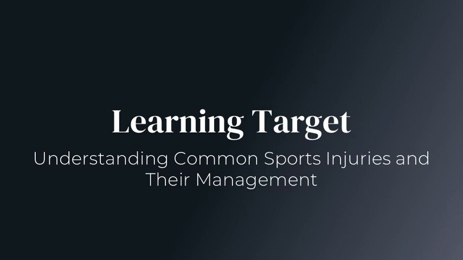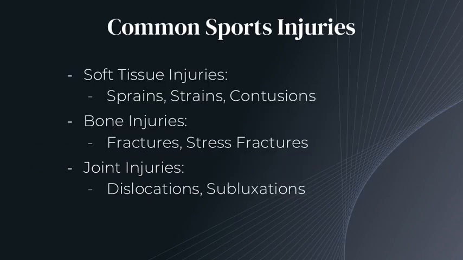So let's start at the beginning then. When something goes wrong, what actually gets injured? The material breaks it down nicely into three main categories. We're talking about soft tissue, bone, and joint injuries. Those three pretty much cover the landscape of athletic mishaps, right? They really do. Covers most of it.